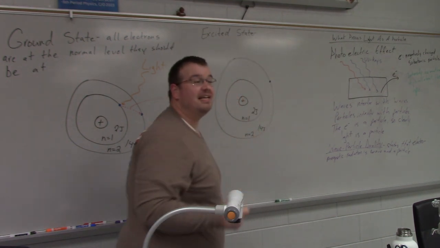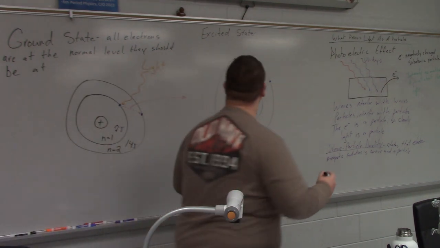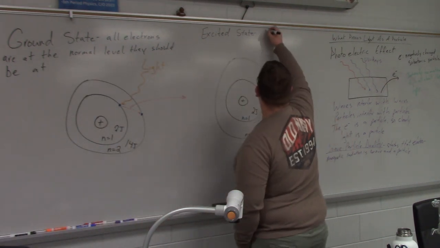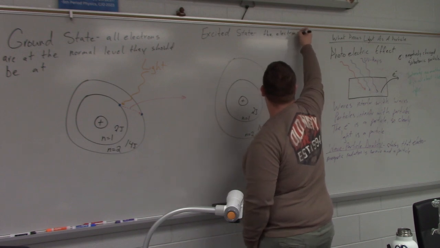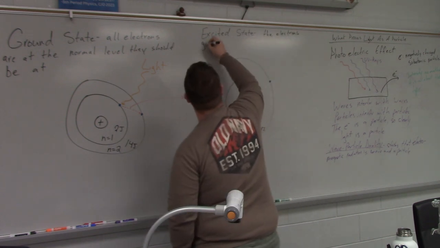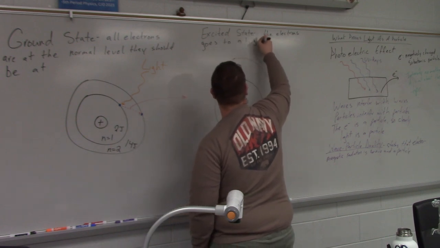The electron finds itself in an excited state. They need to calm themselves down. An excited state is when the electron goes to a higher energy level.